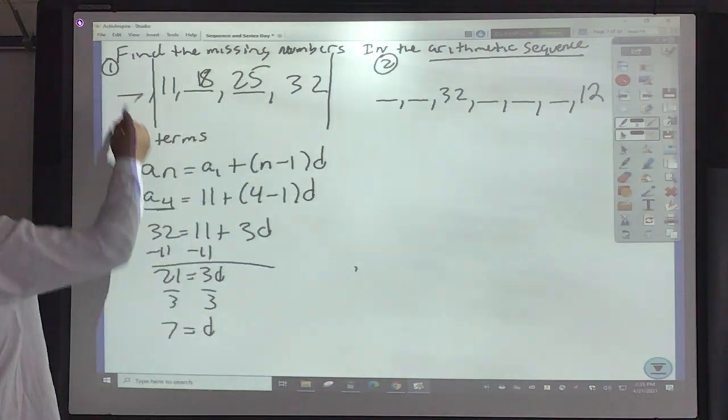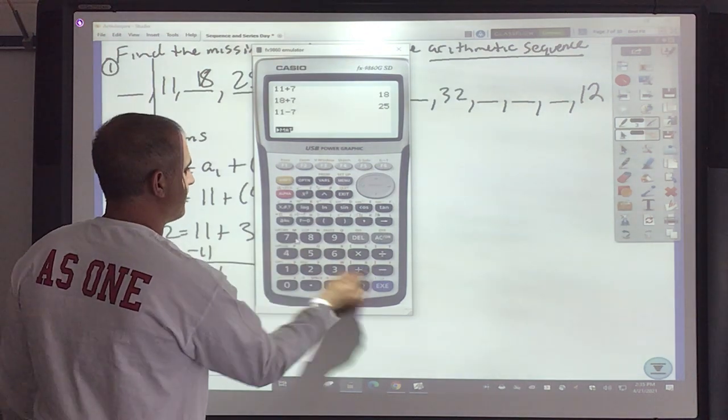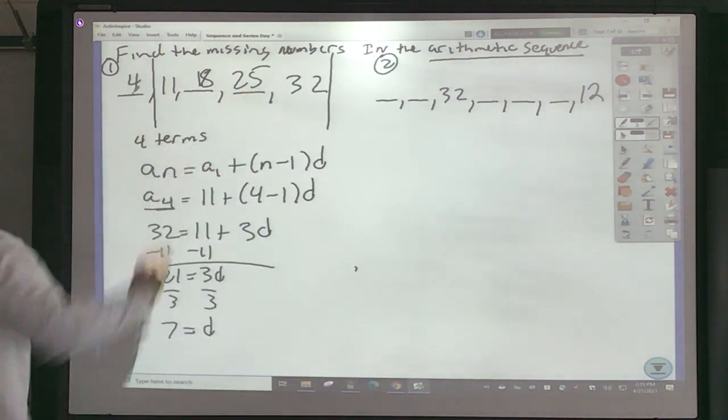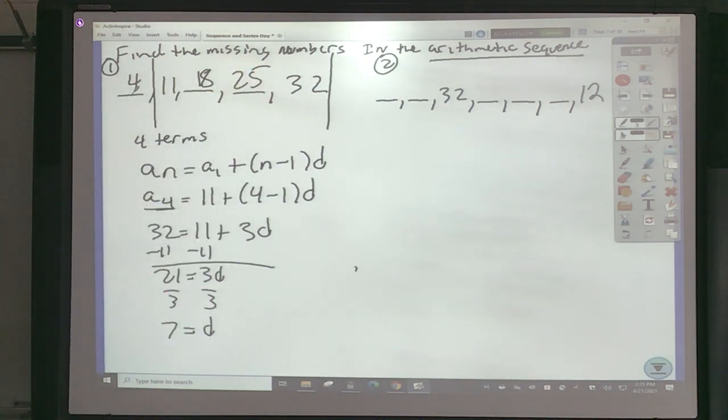Now, how would I go this way? Well, think about it. Let's think logically. I would do 11 minus 7. Why? So my pattern now looks all the same, adding 7 as we went. So you've got to have a little bit of number sense in there.